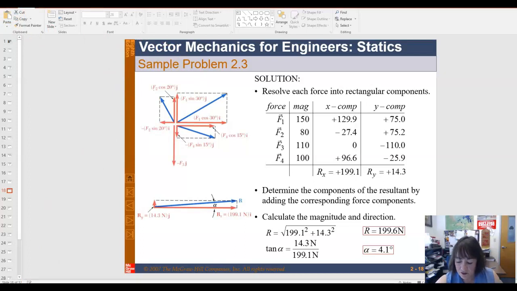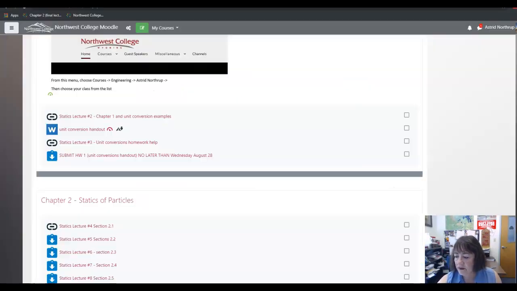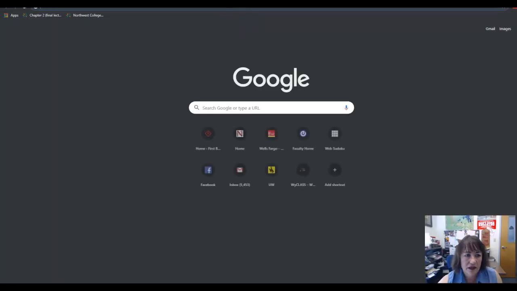I need to take my calculator, and maybe I could put one on the screen. I need to just get a calculator and do that math really, really quickly. So the one thing I want to ask you to do, if you are working with sines and cosines, make sure that your calculator is set to degrees, not radians, because if you use radians, you're going to get some strange answers.